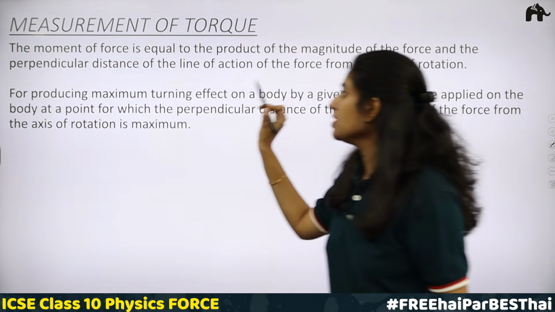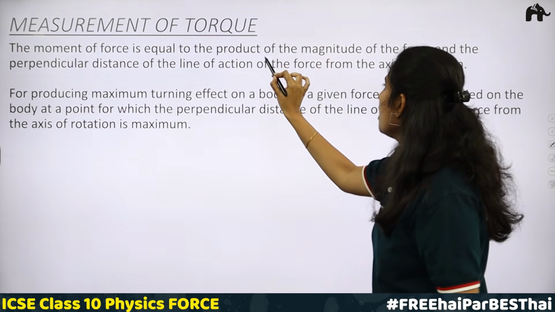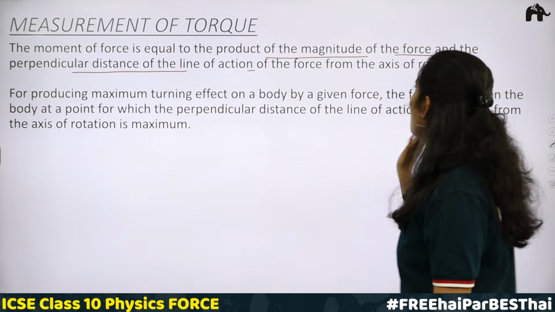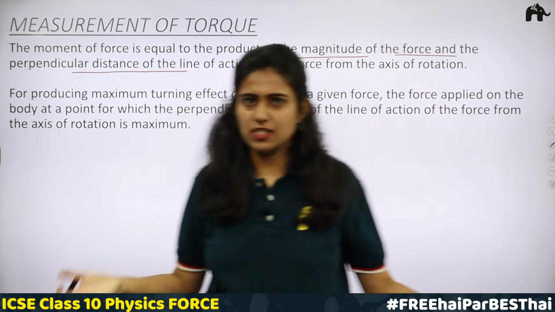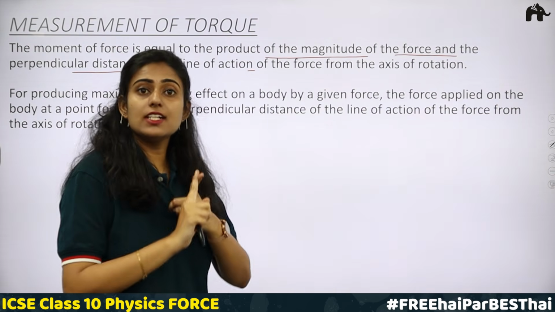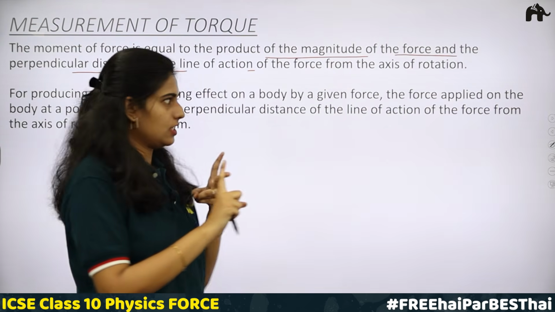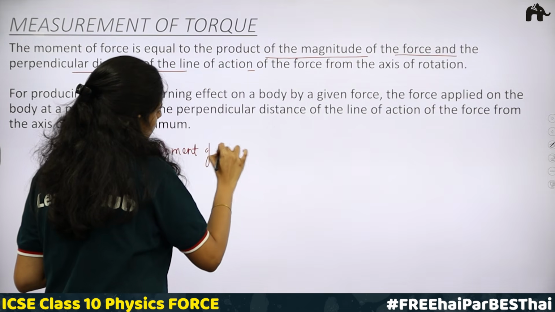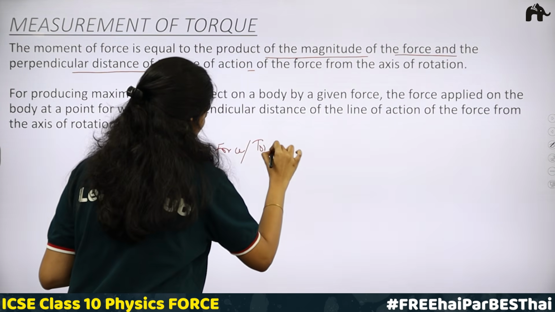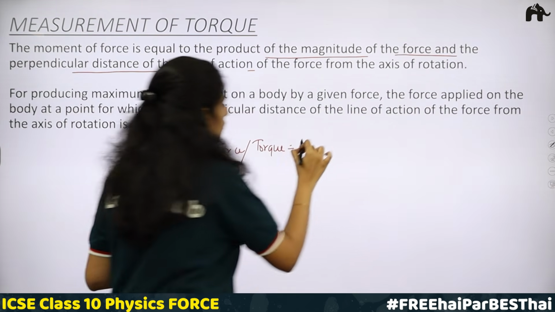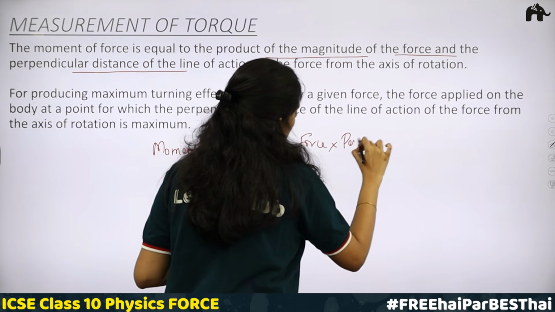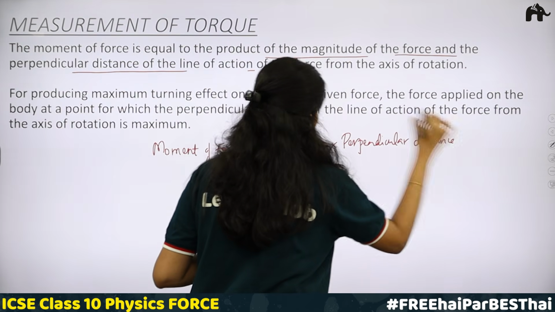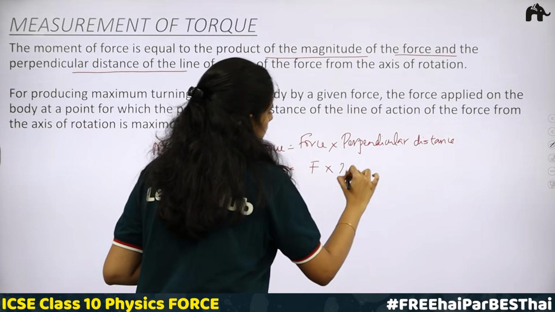Measurement of torque. The moment of force is equal to the product of the magnitude of the force and the perpendicular distance of the line of action of the force from the axis of rotation. As we said, torque depends on two factors: one is the perpendicular distance and second is force. Therefore we can write moment of force or torque is equal to force into perpendicular distance, F into R.